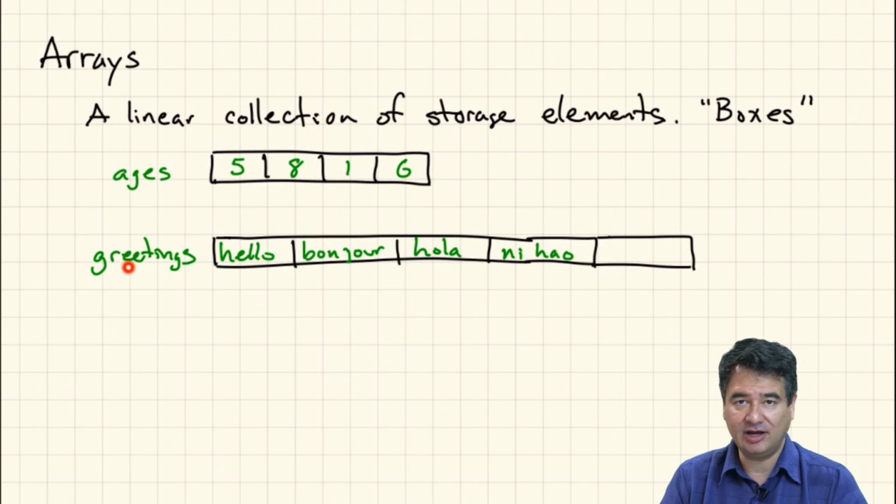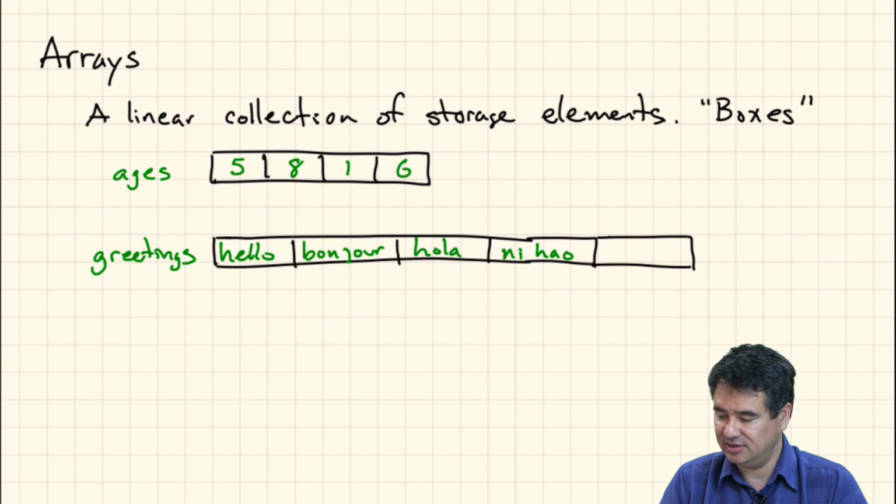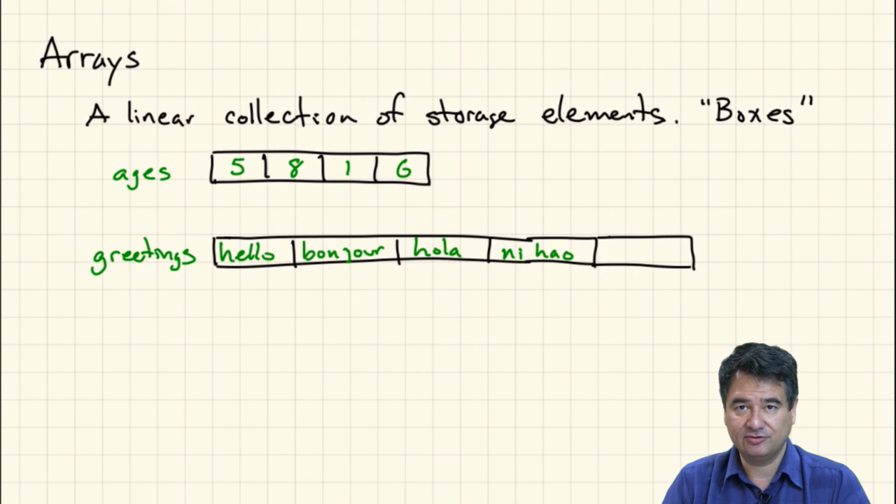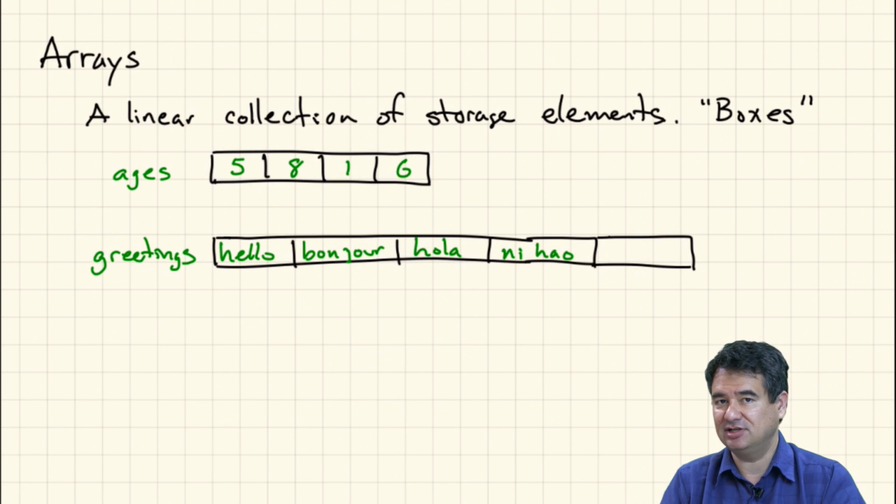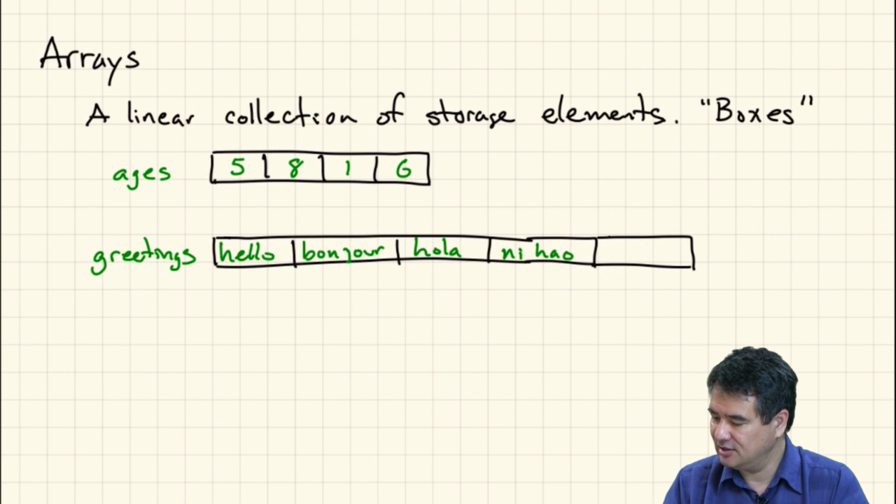And down here I've got an array called greetings that holds 5 strings, 1, 2, 3, 4, 5. Just so happens the 5th one here is empty, so there's nothing stored in the 5th one. All right, so rather than having 4 individual variables to hold each of these 4 numbers, I can have one variable called ages, and then I can hold all 4 numbers together in one place.